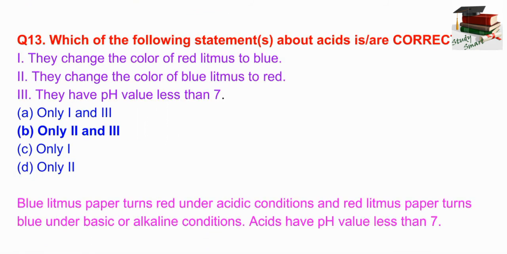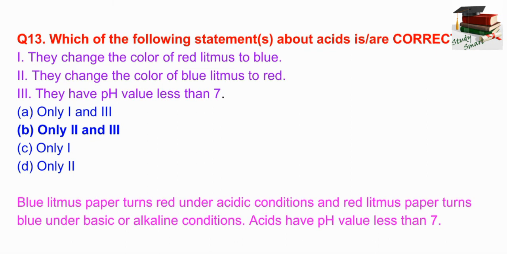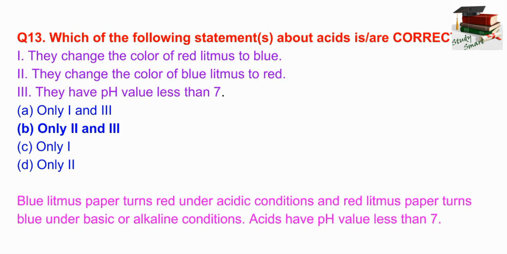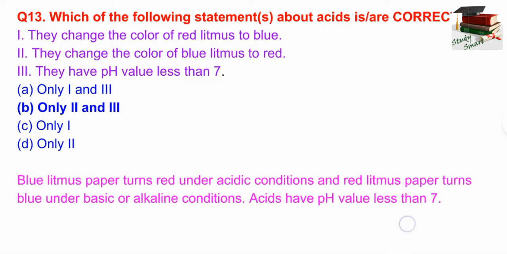Now see the next question. Which of the following statements about acids is correct? First statement, they change the color of litmus to blue. Next statement, they change the color of blue litmus to red. They have pH value less than 7. Now about acids: acid can turn blue litmus paper red, and red litmus paper turns blue by basic or alkaline condition. Acids have pH value less than 7. So here statements 2 and 3 are correct. So option B is correct.